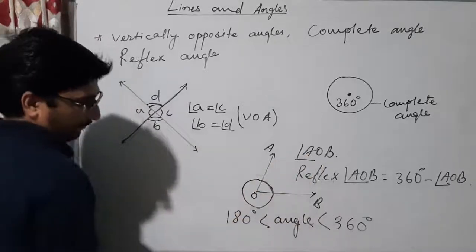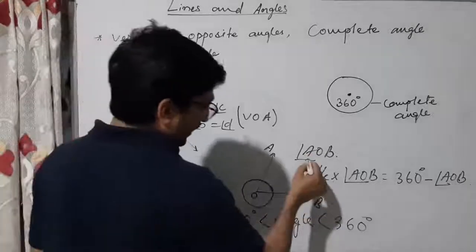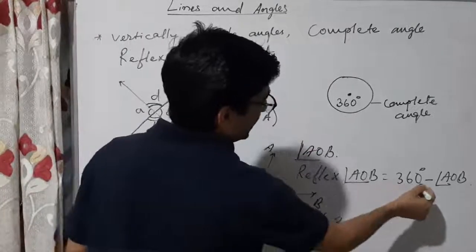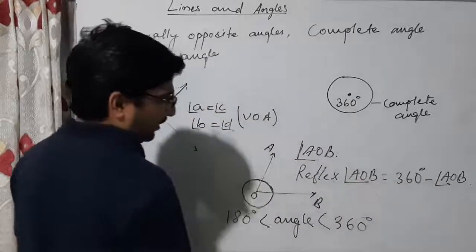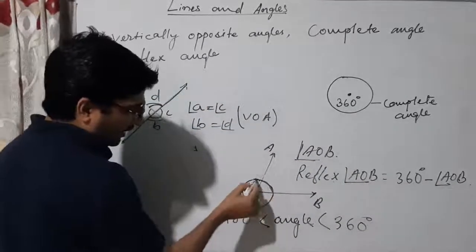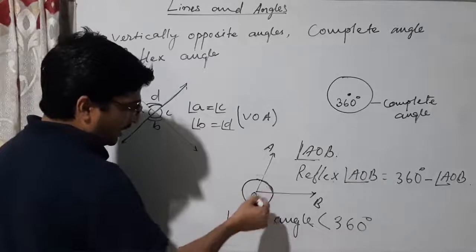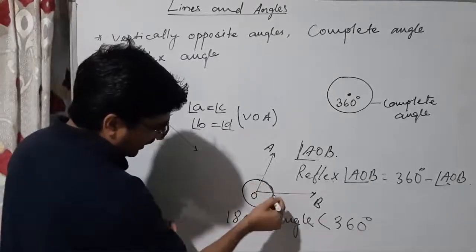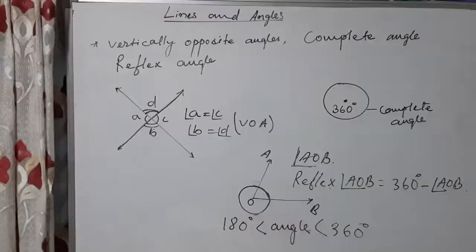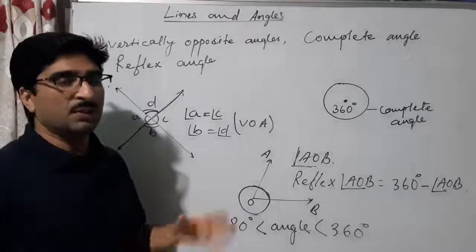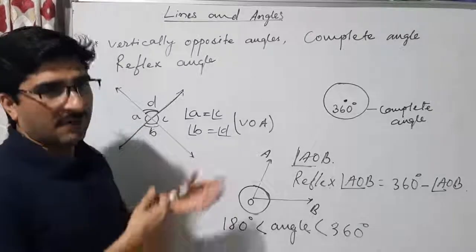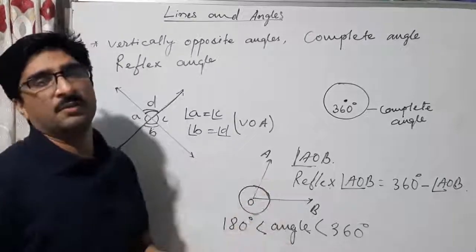Check here: if angle AOB is an acute angle, then reflex AOB is equal to 360 minus angle AOB. That means this acute angle plus this external angle together make 360 degree. That's why this is the reflex angle. So with this concept we can solve the first exercise of the chapter.